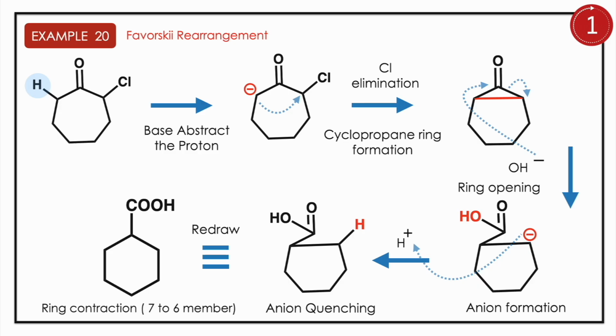You have the anion. Since the system is symmetrical, the anion on both sides is stable. So we draw one side, then the anion is quenched by H plus. You end up with the final product. If you redraw nicely, you end up with a 6-member ring. So you start from a 7-member ring and end up with a 6-member ring. The concept you outline here is that in Favorskii rearrangement, ring contraction happens.